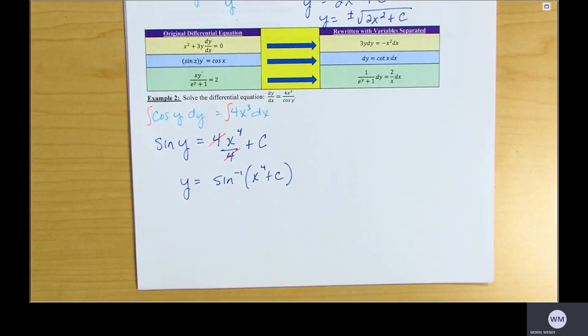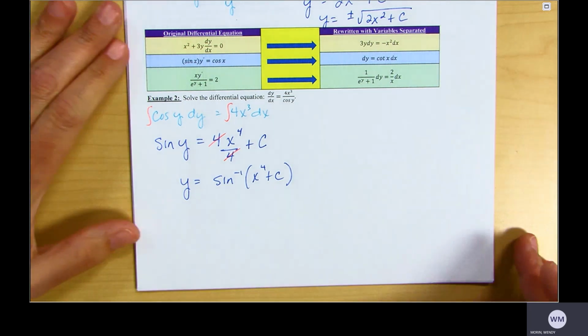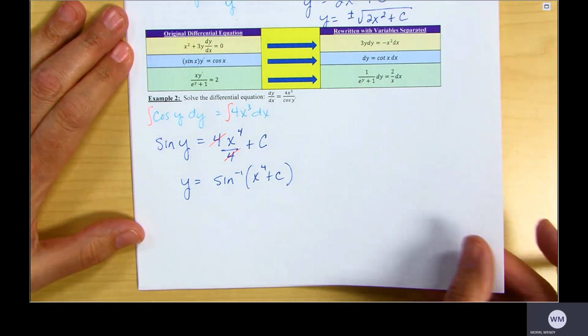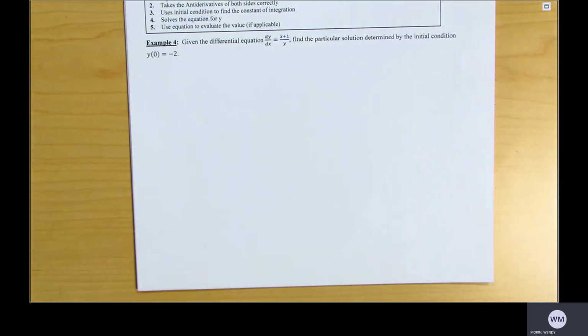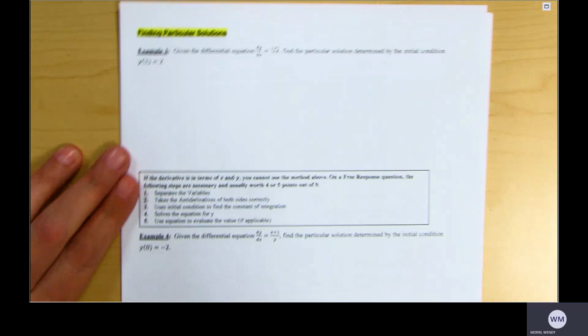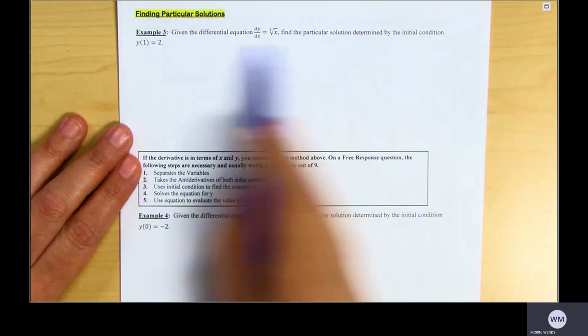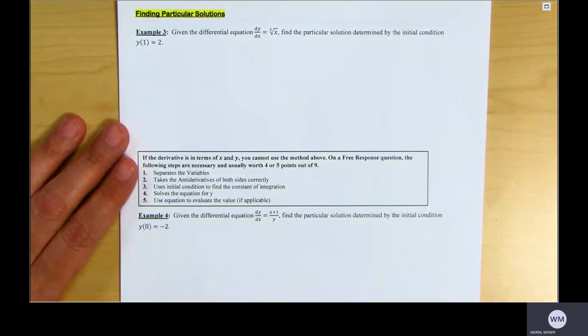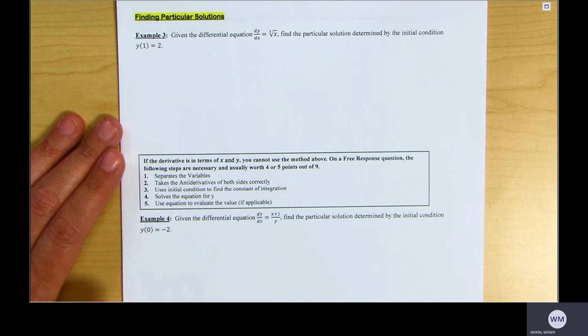And that is your solution. Okay, so there's two examples, general solutions using separation of variables. So nothing too complicated. Now this is finding a particular solution, and the reason why we can find a particular solution is because they give us an initial condition. Okay, and there's two ways to go about doing this.